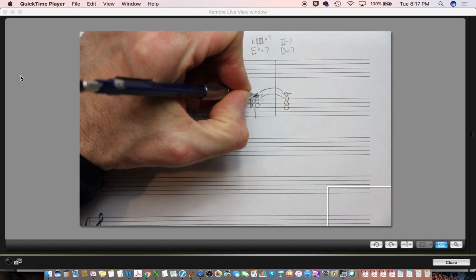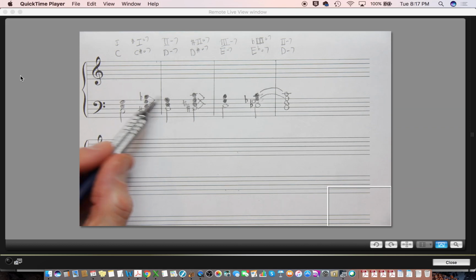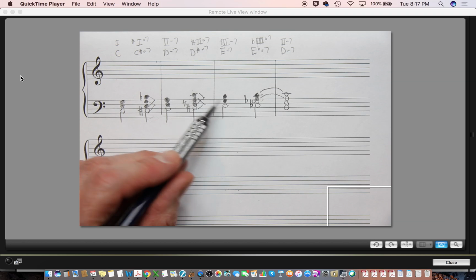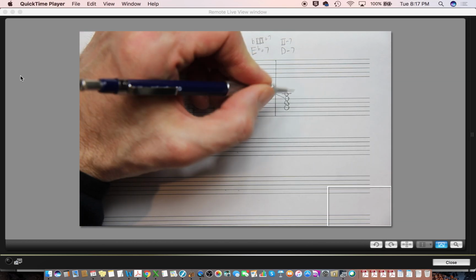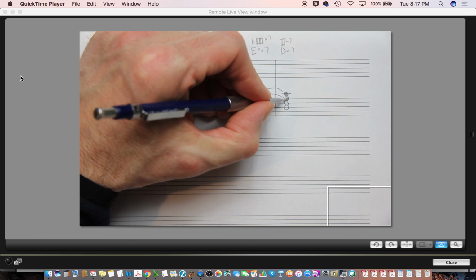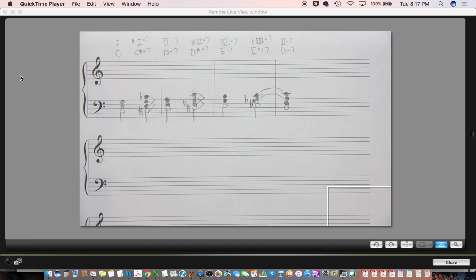These have common tones. So with these ascending diminished ones, there are no common tones between this chord and that chord. There are no common tones between this chord and that chord, but look at when we have these descending diminished, we get some common tones. So in tonal harmony, they're often called common tone diminished 7 chords.